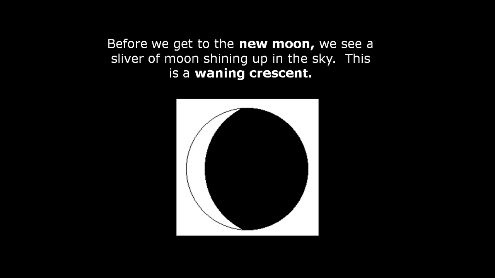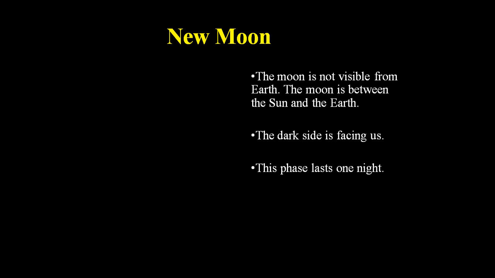Before we get to the new moon, we see a sliver of a moon shining up in the sky. This is a waning crescent. Now, new moon. The moon is not visible from Earth. The moon is between the sun and the earth. The dark side is facing us. This phase lasts only one night.